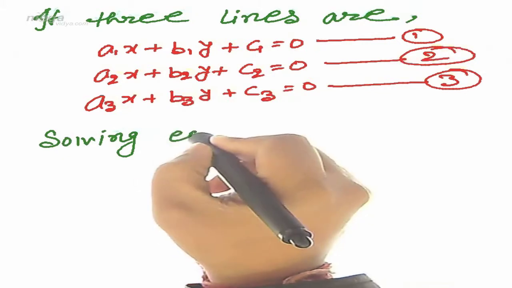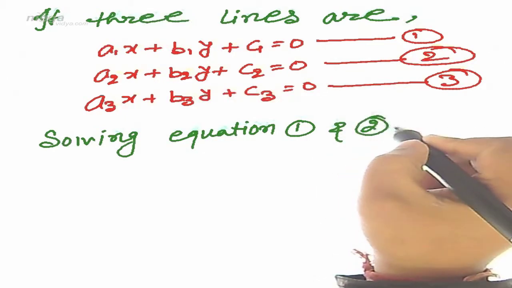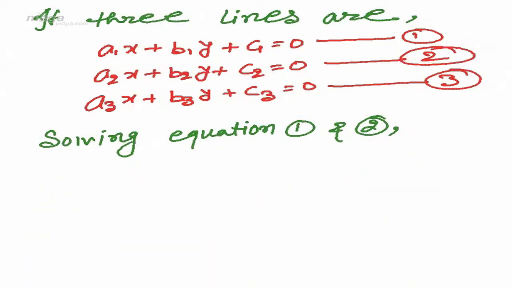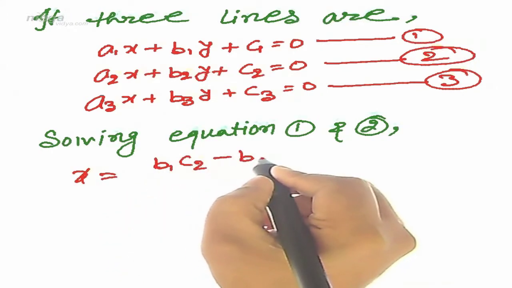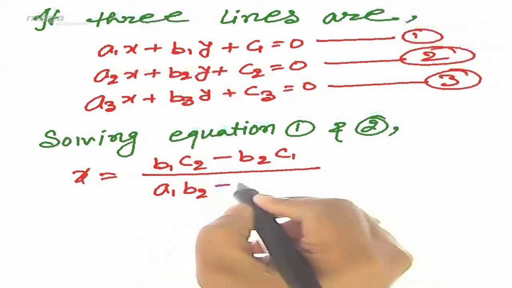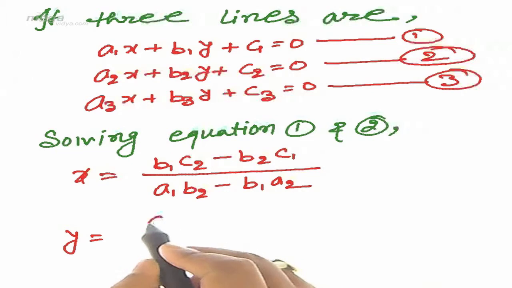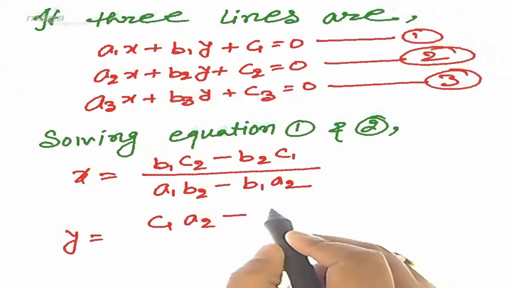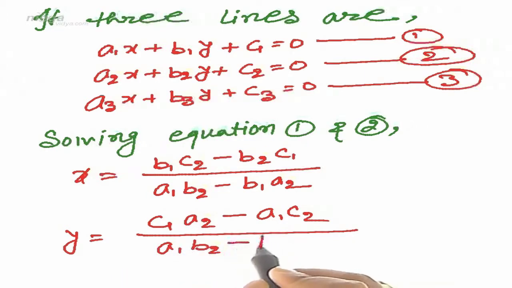So solving, suppose I am taking equation number 1 and equation number 2. Solving these two equations, what will you get? We will get x = (b1c2 - b2c1)/(a1b2 - b1a2), and y = (c1a2 - a1c2)/(a1b2 - b1a2). This is the point of intersection of two straight lines.